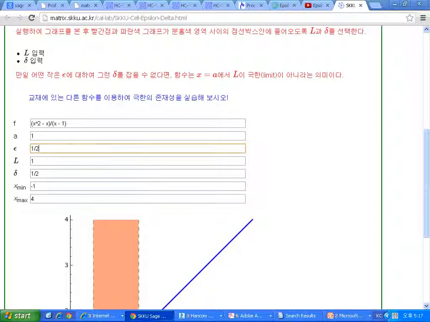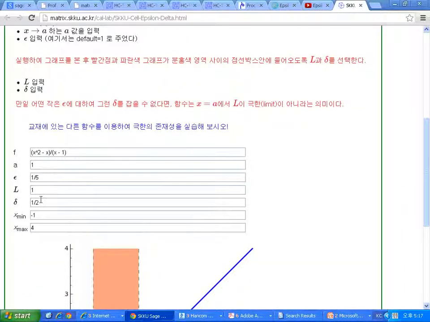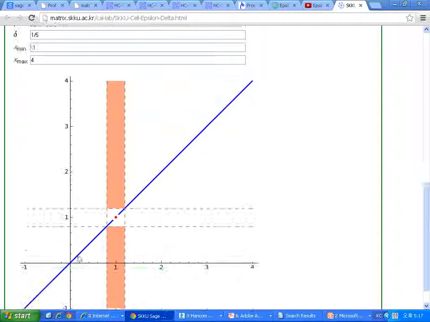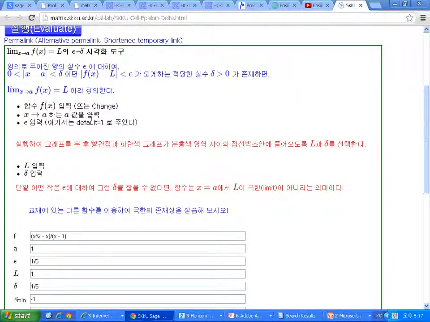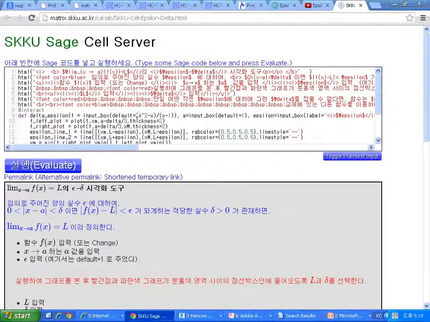We can even choose a very small one like this. All we have to do is find a reasonable delta value to make the function stay inside of this block. This is what I wrote in here. So you may exercise some of the examples that you're going to see in the exercise problems. Put it in here and use this applet.